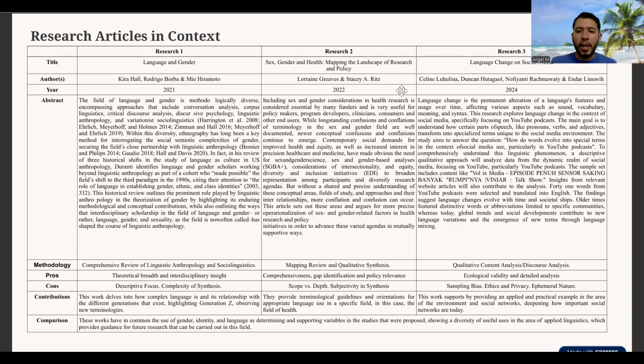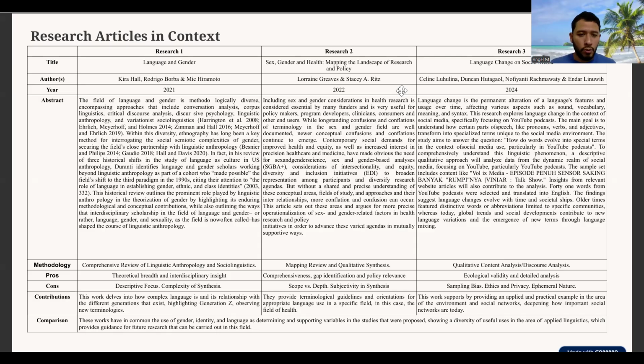Methodology: qualitative content analysis and discourse analysis. Pros: ecological validity and detailed analysis. Cons: sampling bias, ethics of privacy, and ephemeral nature. Contributions: this work provides and applies a practical example in the environment of social networks, depicting how important social networks are today.